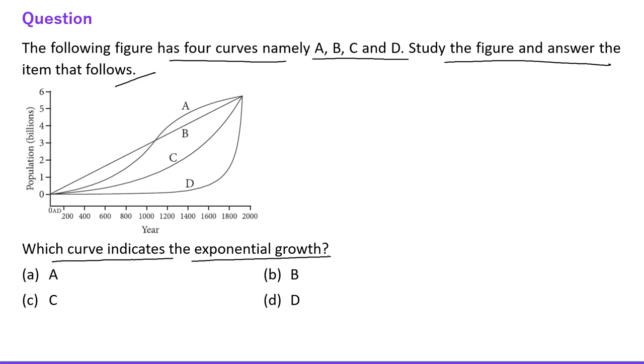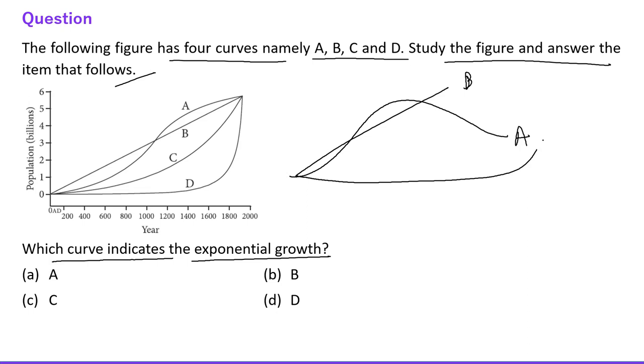This is exponential growth. So if I talk about curve A, curve A is like this. It is zigzag, right? If I talk about curve B, it's like this. So A is this, B is this. And if I talk about D, D is actually fixed for some years. Let's see, around for 1400 years, D is constant. After that, it is increasing.